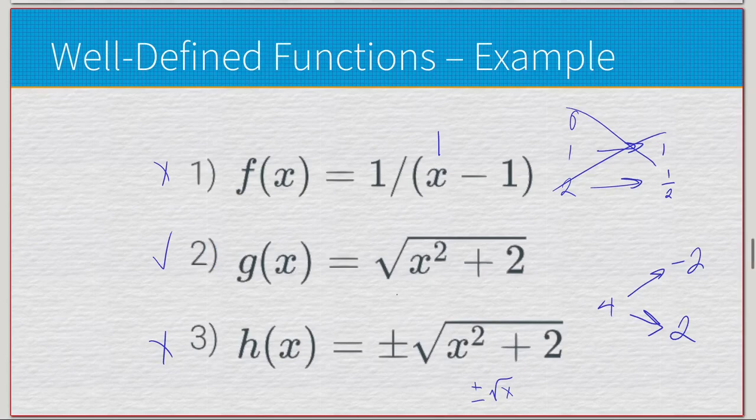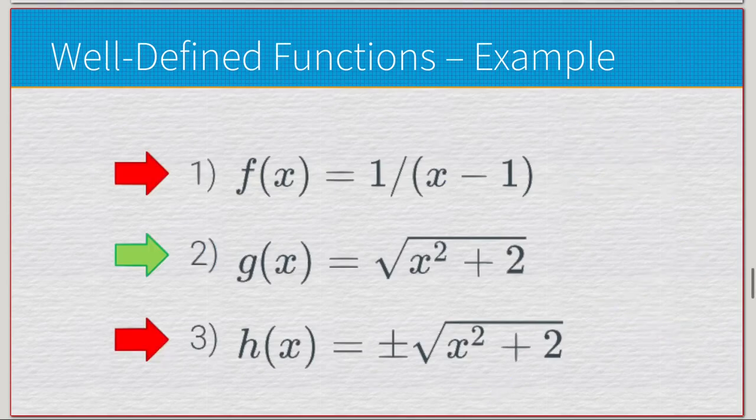But essentially, this symbol indicates that we are going to have more than one output for the function. Therefore, it's not a well-defined function. The top one up here, you can't do division by zero, so you end up with an input that doesn't have an output, so that also is not well defined. So again, the first and the third are not well defined, the middle one is well defined. Now, I said there are three instances that are pretty easy to determine as not well defined, so let's go ahead and go over that third one.